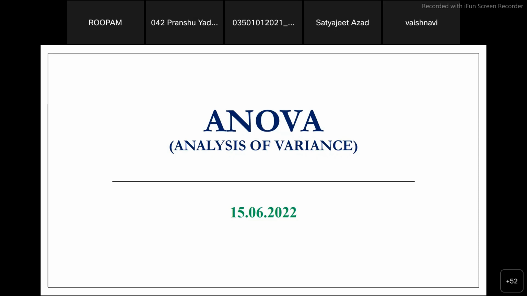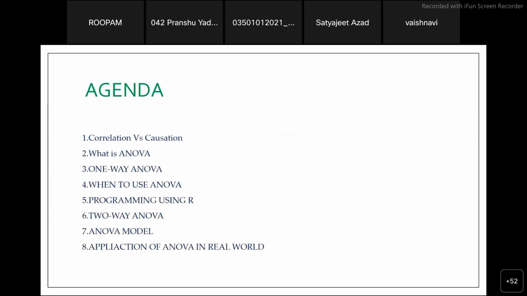But here we will talk of this variance. So analysis of variance, ANOVA. I'll try to cover this. Already I have covered correlation and causation. Now it's time to cover ANOVA, one way and two way ANOVA. There is some R programming, but I'll touch upon using Python, and how ANOVA is applied in the real world. If you have to work on any business problem, how we try to use this ANOVA. So this one we will see.